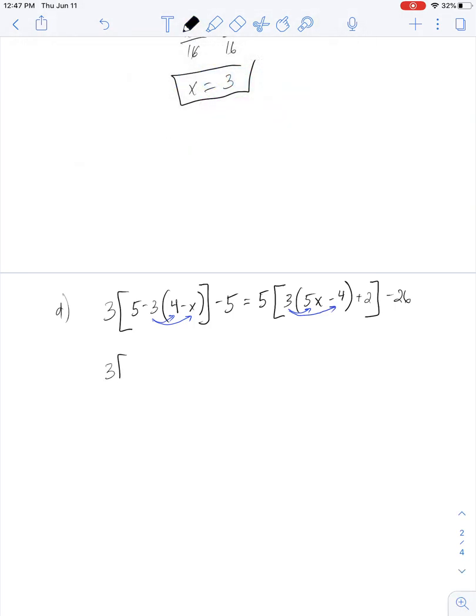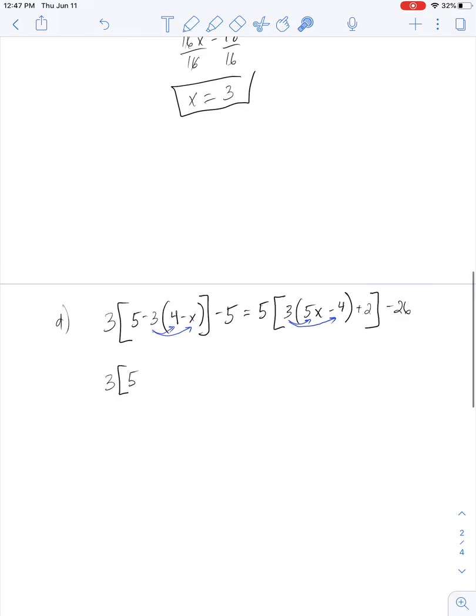So we get 3, open bracket, 5, all right? We distribute this negative, keeping in mind that this is a negative that's going to get distributed to both. So that's a negative 12 plus 3x. We bring back our closed bracket, minus 5. So you could already see, really nice, we had parentheses, and now we don't, right? We've already removed some of it.